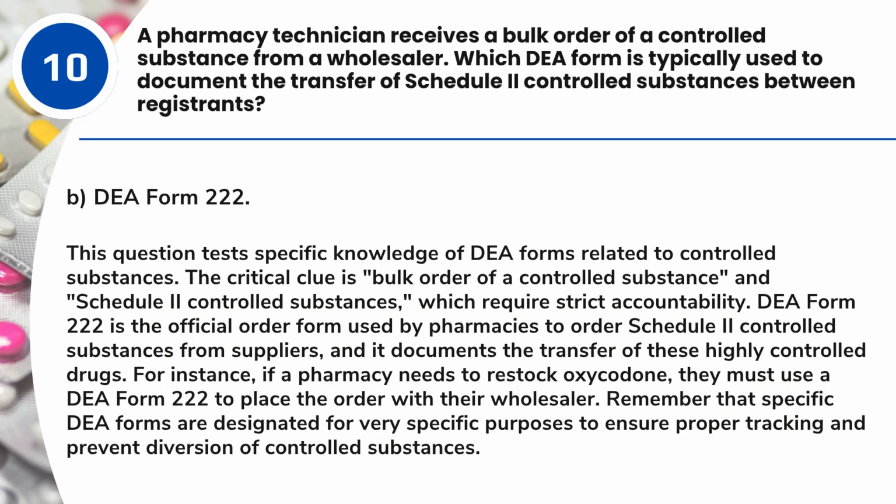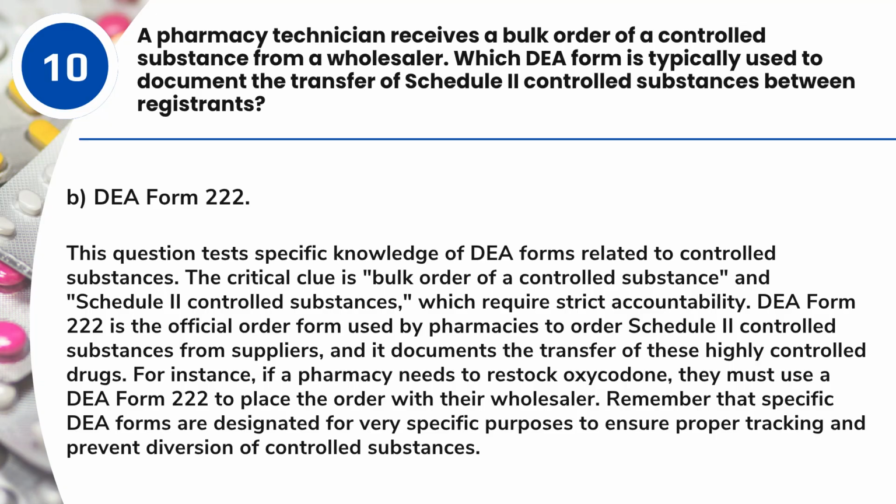Answer: B. DEA Form 222. This question tests specific knowledge of DEA forms related to controlled substances. The critical clue is bulk order of a controlled substance and Schedule II controlled substances, which require strict accountability. DEA Form 222 is the official order form used by pharmacies to order Schedule II controlled substances from suppliers, and it documents the transfer of these highly controlled drugs.